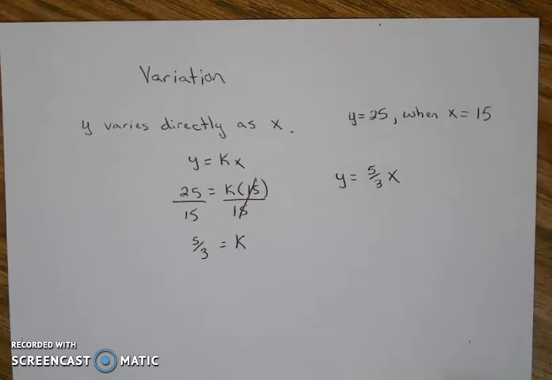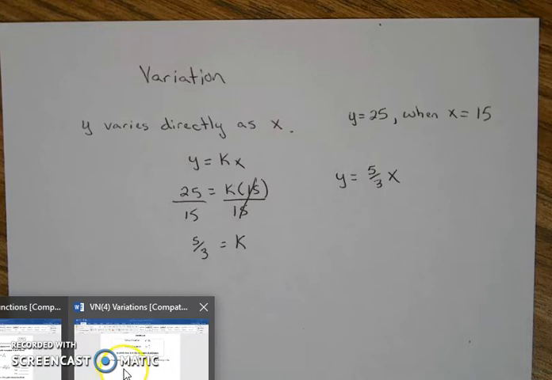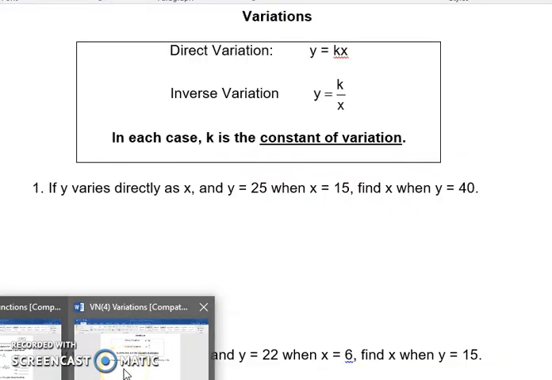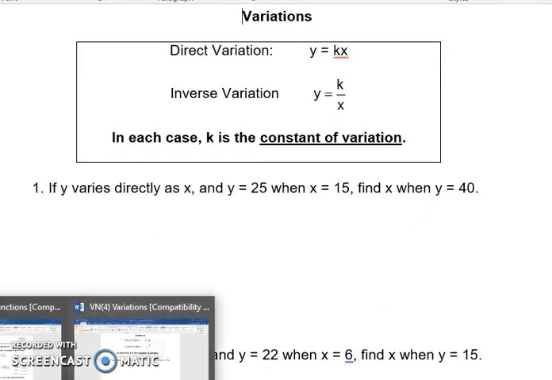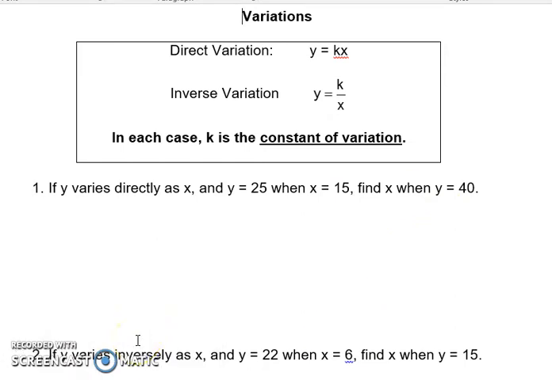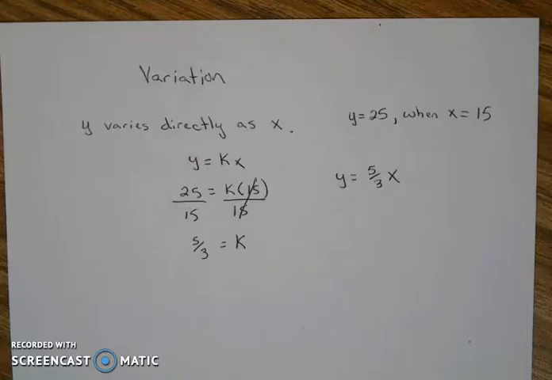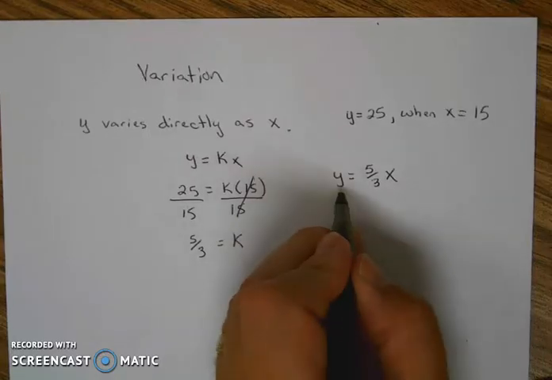So let's go on back here and find out what the problem is. You probably have it written down. Okay, it says find x right here when y equals 40. Find x when y equals 40. Find y. No, I already forgot.